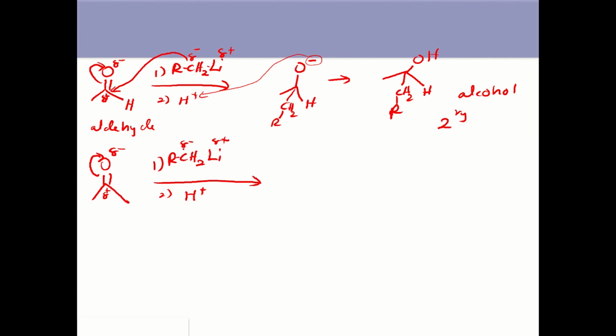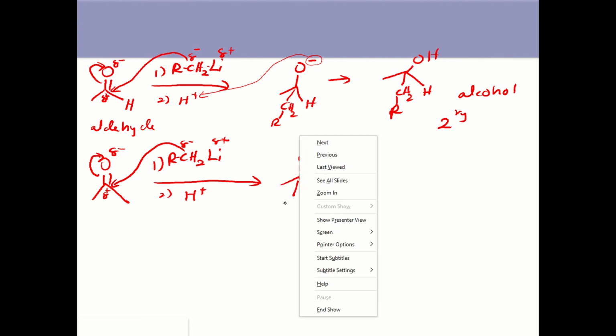Now this negative carbon, remember the arrows are always shown as going from high electron density to low electron density. It's never the reverse way. It's always going from negative ends to the positive ends. That will result in formation of this intermediate state.